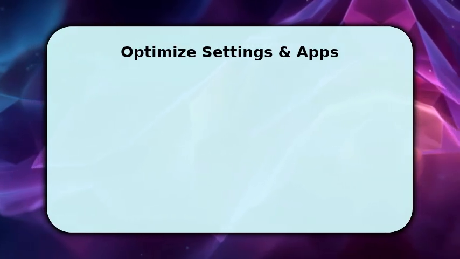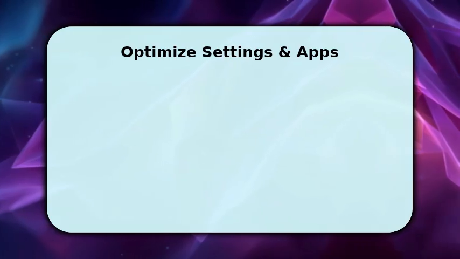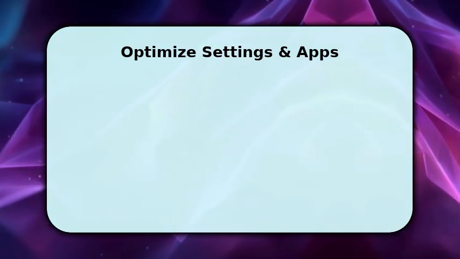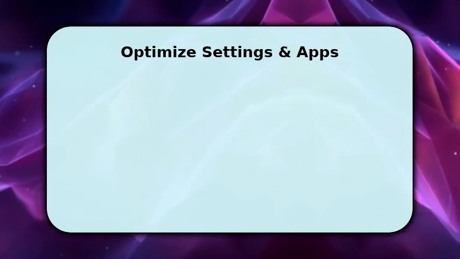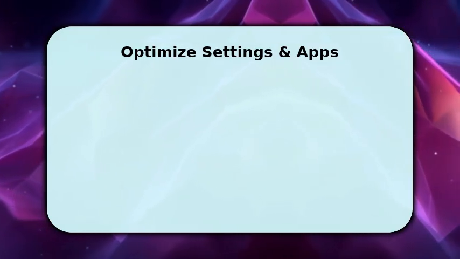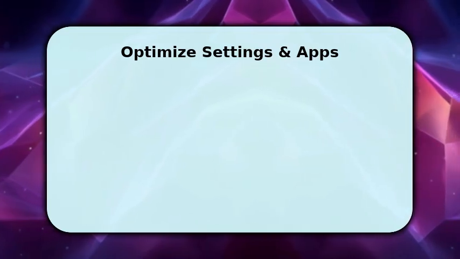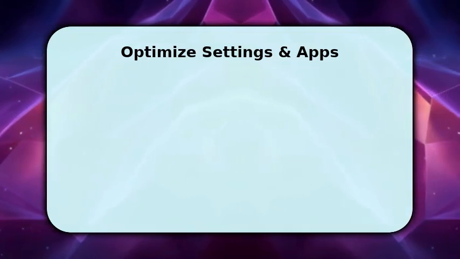Reduce screen brightness and enable auto brightness, or set it around half when indoors to cut display drain. For mail, switch push to fetch every 15 to 30 minutes or manual so the device checks less often, and review app notification settings to prevent needless wake-ups.